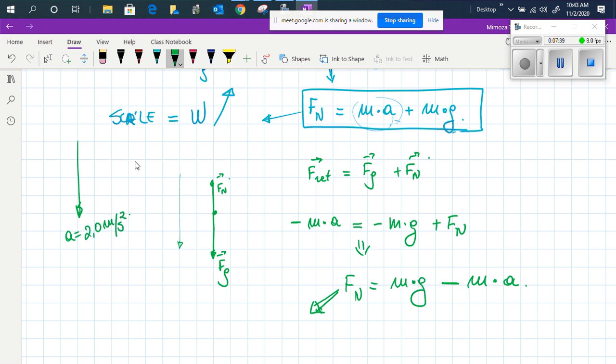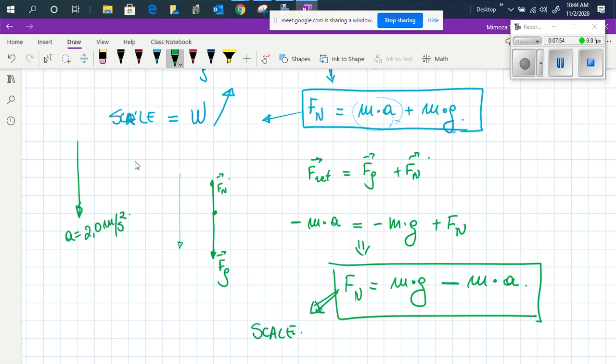So this is what the scale will show us. As you see here, the weight that the scale is showing when we are accelerating down is less than your actual weight. And this is the difference that you experience when you go either up or down. You feel heavier, or the reading on the scale is higher, when you move with an acceleration up, and is less when you move with an acceleration down. And it is your true weight when you are moving with constant velocity.